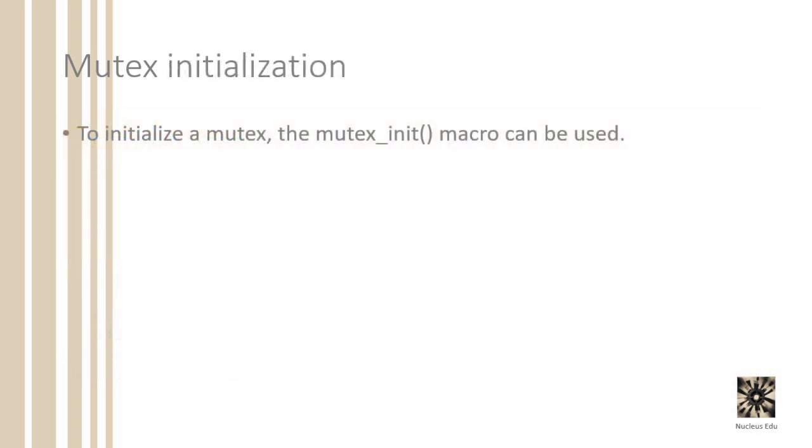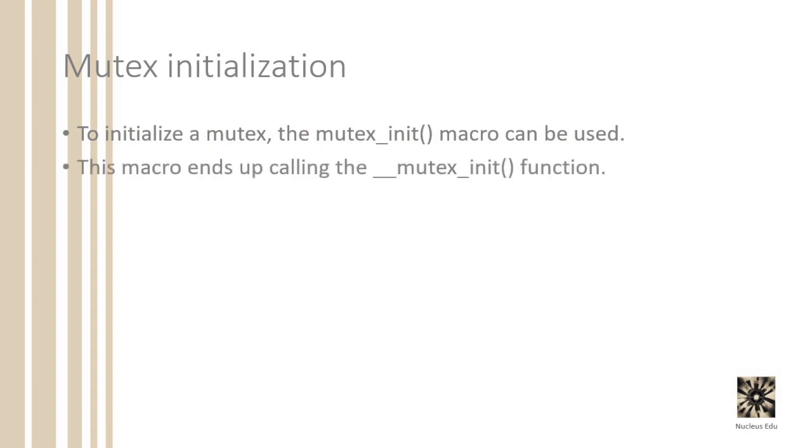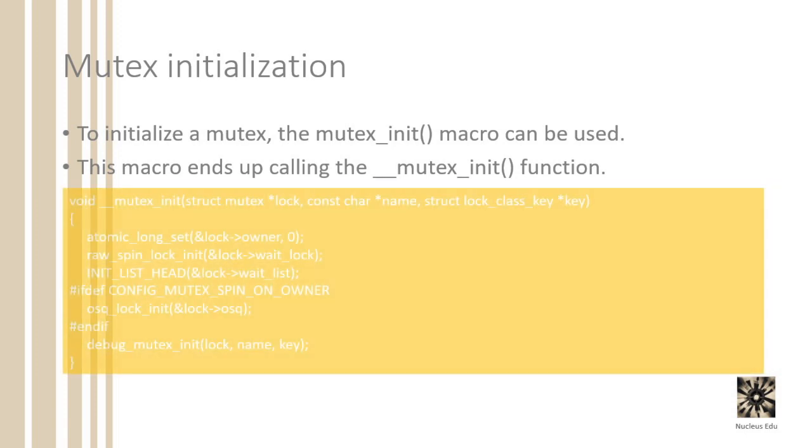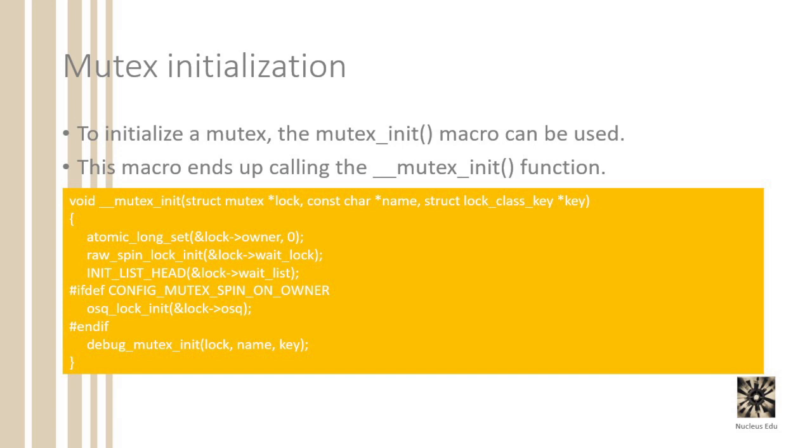Let's move on to mutex initialization. To initialize the mutex, the mutex_init macro can be used, and this macro ends up calling the __mutex_init function, and this is how this function looks. The first thing it does is set the owner to 0, which basically sets the mutex to be free. Then it initializes the spin lock and the wait list.